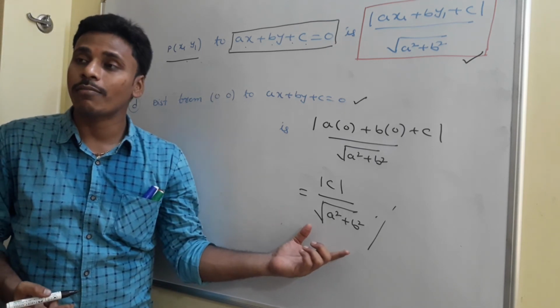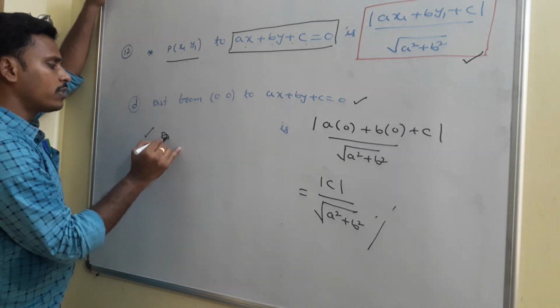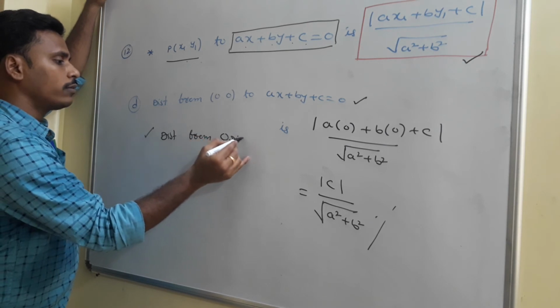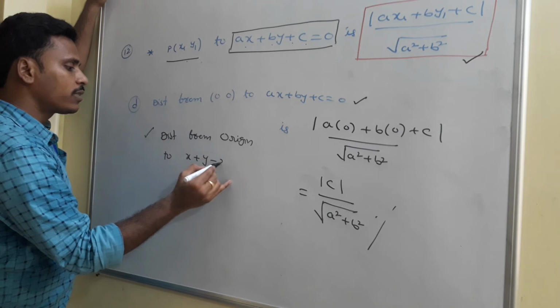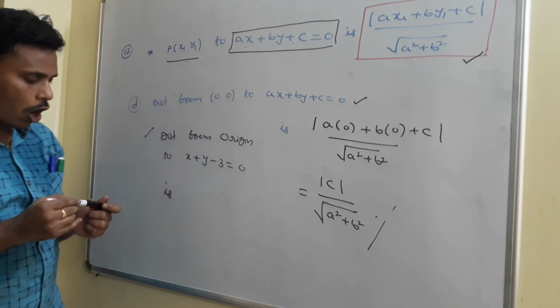Directly you just note it as mod c by root of a square plus b square. I will give you a problem. Find the distance from origin to the line x plus y minus 3 is equals to 0. If anybody asks you like this, what to say about the distance from origin to the line?